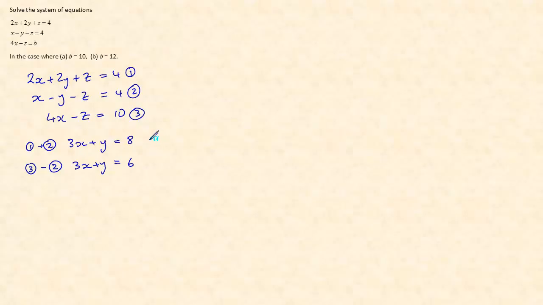So what I have here with equations 4 and 5 are inconsistent equations. The left-hand sides are the same, the right-hand sides are different, those are parallel, so we get no solutions. And remember, that's because these are inconsistent.